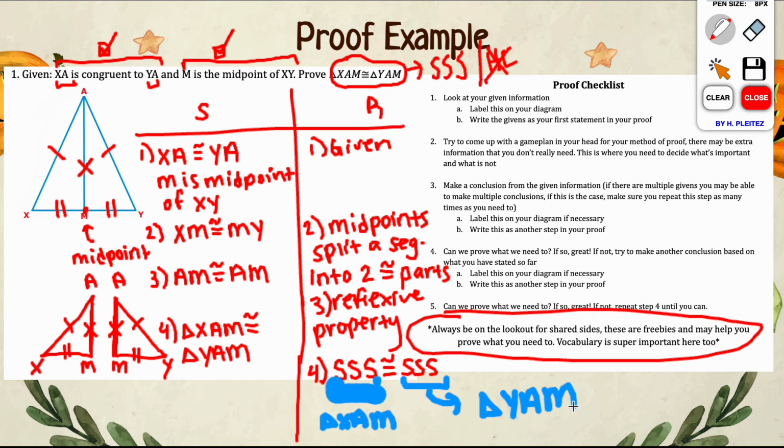All right, we're done. That is a four-step proof. And we've used our checklist to help us do that. So again, make sure you're looking for those shared sides and label those. I should have gotten it out of the way right away because it's a freebie and it gets us a step in the right direction.